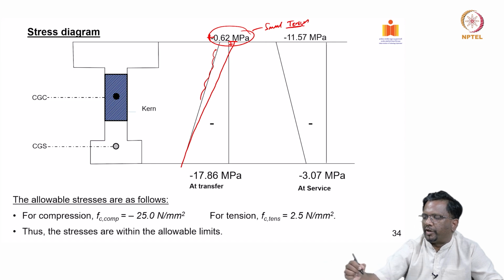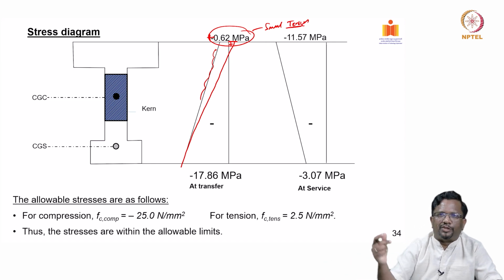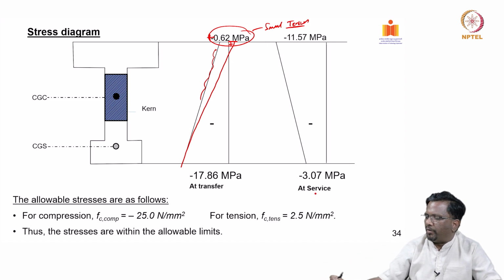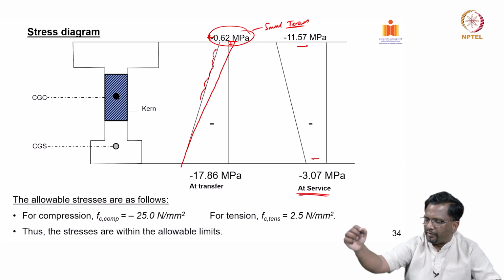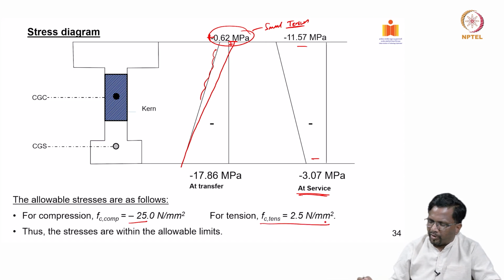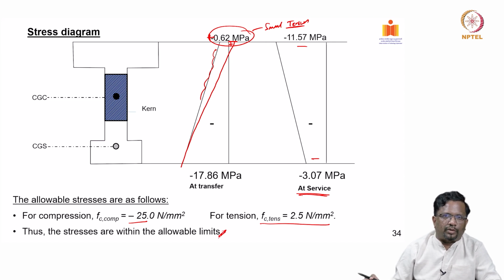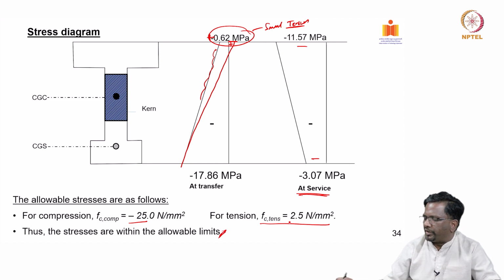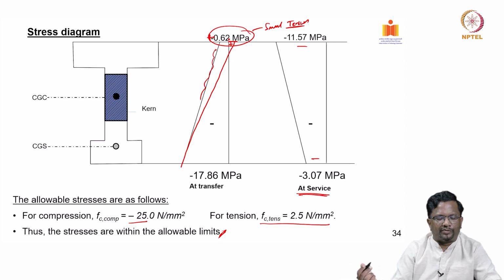It is not strictly a type 1, so that means it violates type 1. However, in service you see everything is in compression, this is negative, this is also negative. Now, our allowable stresses are negative 25 and 2.5, so the stresses are within the allowable limits, no problem at all. Here we are allowing tension of 2.5 megapascal, so plus 6.2 at transfer is not really a big concern.